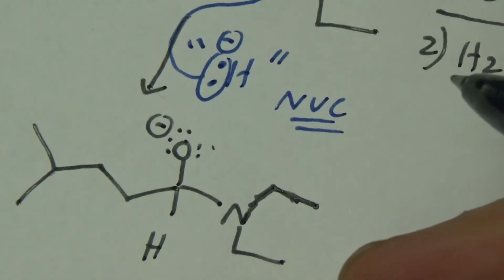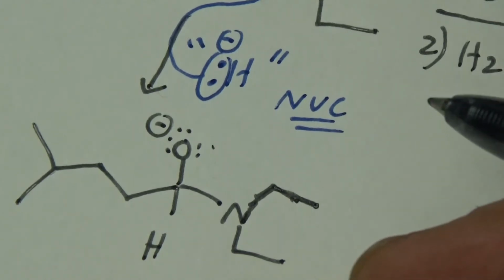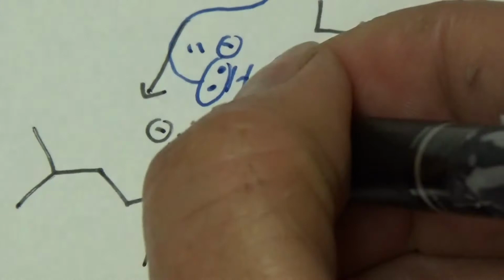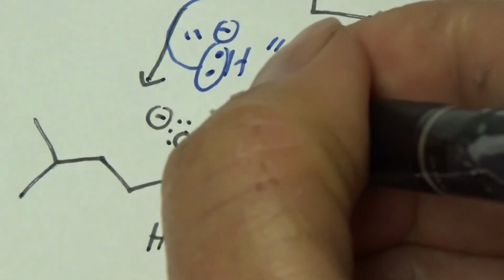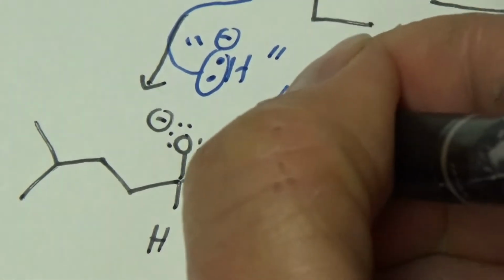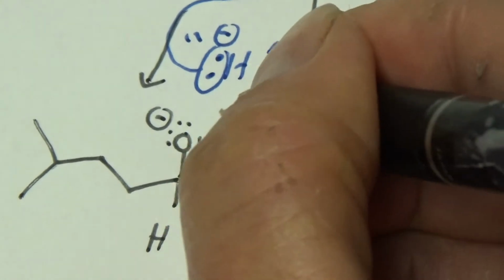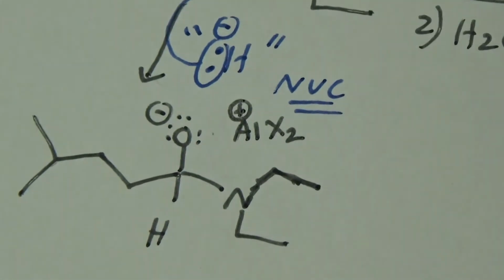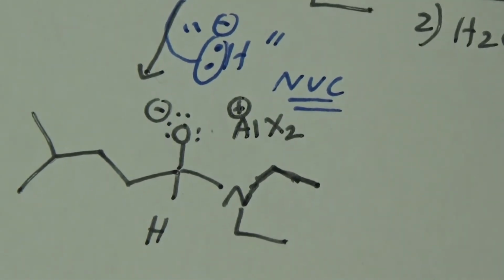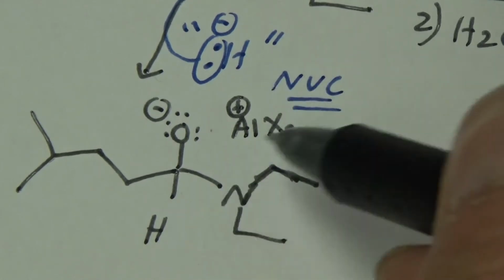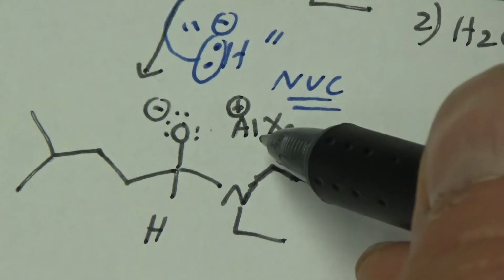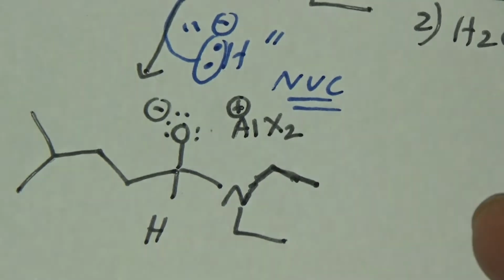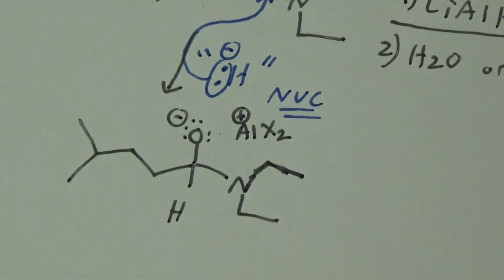It's something like, I just abbreviated AlX2 plus. AlX2 plus. That's a pretty good counterion. Alright, it's something like that. You know, there's some hydrogens, and the exact structure of it's not that important. But it's definitely aluminum, it's definitely positive. It's got some stuff on there. Alright?